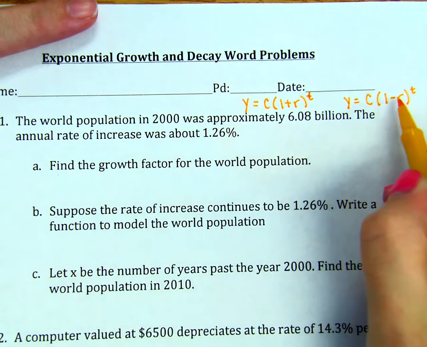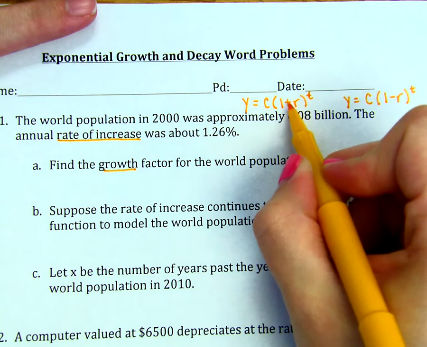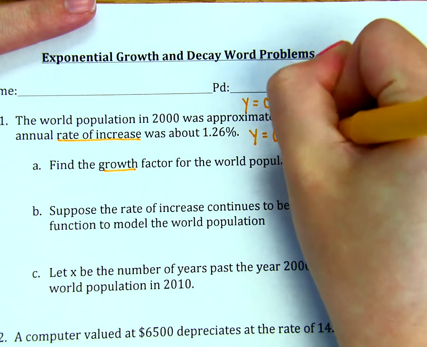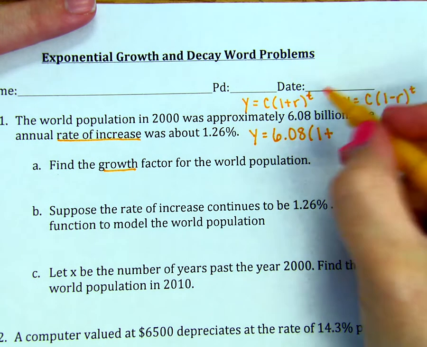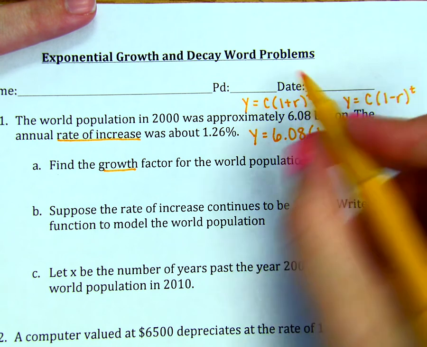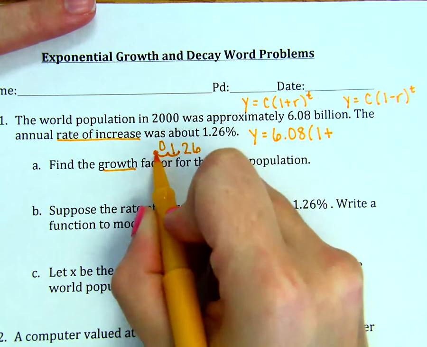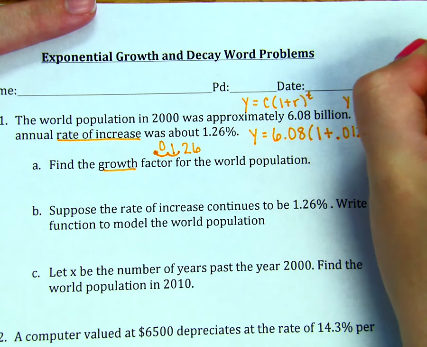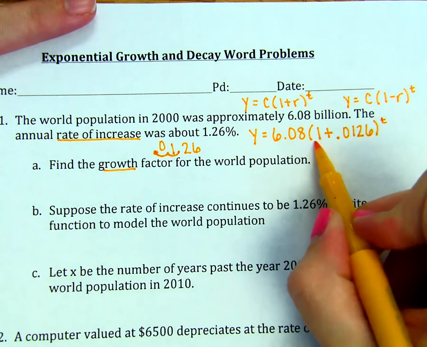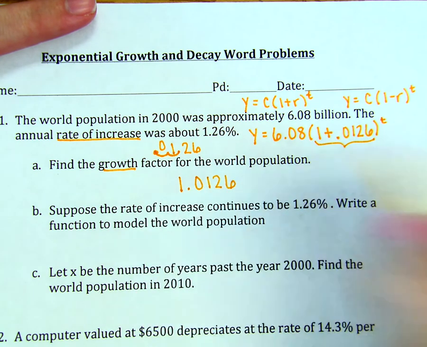So what we want to do here is put this information into the equation. It says a rate of increase, so that means it's a growth, and it says here growth factor, so we need to use the one with the plus. So y equals, it starts off with 6.08 billion, so 6.08(1 plus, now remember, in our notes we talked about how this r value is a rate, and it's going to be given to us as a percent, and we want to change it to a decimal. So 1.26% as a decimal, we move it 2 places to the left, and we get 0.0126. So plus 0.0126 to the t value, because I don't know the time. So our growth factor is going to be what's inside this parenthesis here, 1 plus 0.0126, which is 1.0126.